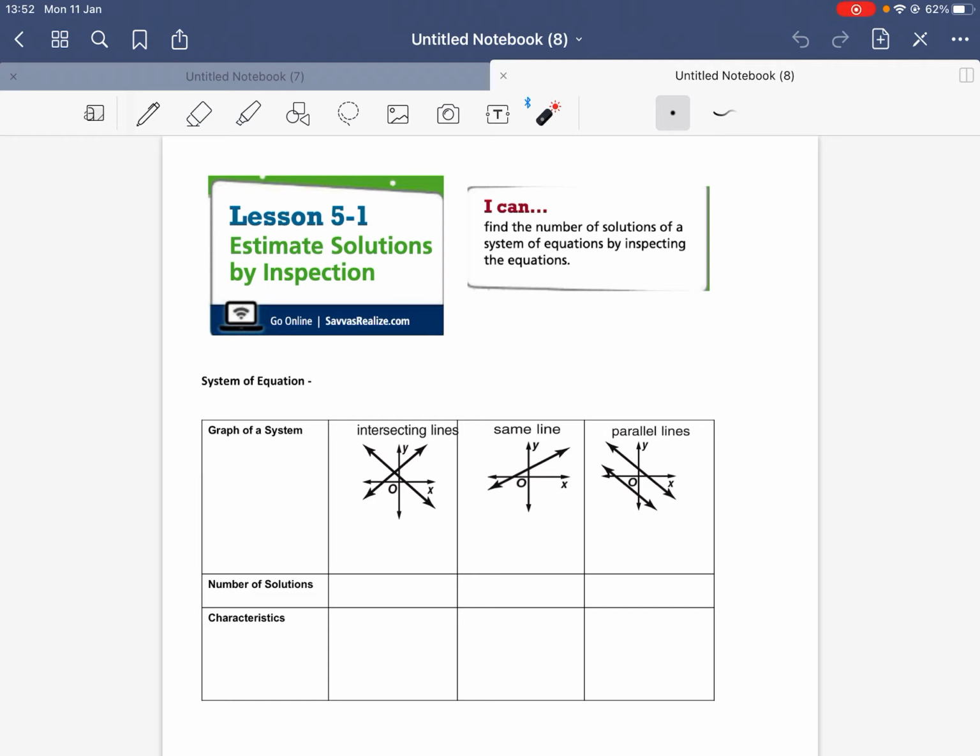We're going to be looking at lesson 5-1, estimate solutions by inspection. So our objective is you can find the number of solutions of a system of equations by inspecting the equation. So we're going to talk about what a system of equations is.